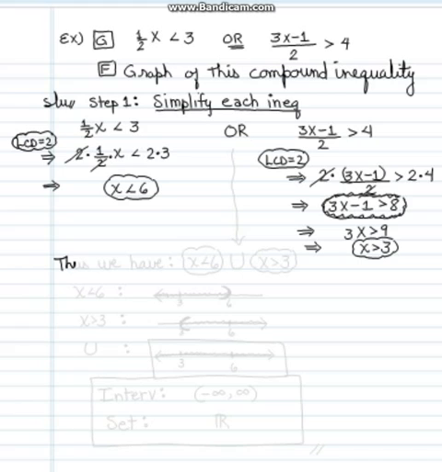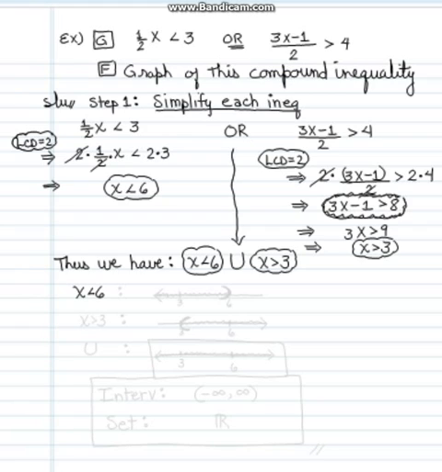Thus, we have the simplified version of these inequalities: x is less than 6, union together, because that's the same as the word or, x is greater than 3. Now, you could stack the number lines and union these two together, but these are pretty easy. They're not overlapping each other, so it's not going to be hard to, oh wait a minute, they do overlap each other. My bad. Okay, so let's do the stacked number lines.